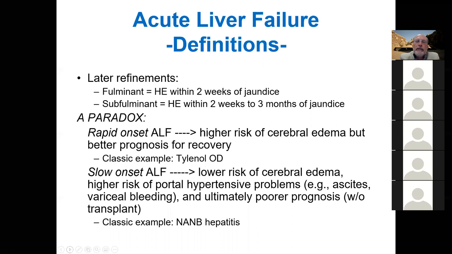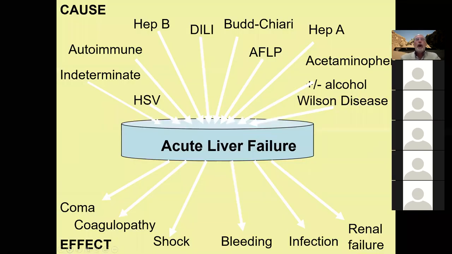This means hepatic encephalopathy within 2 weeks to 3 months of the onset of jaundice. So you need to have acute jaundice, high liver enzymes, hepatic encephalopathy. Rapid onset, much higher risk for cerebral edema, slow onset, lower risk. You have cirrhosis with encephalopathy, extremely low risk of cerebral edema. These are all the different causes of acute liver failure.